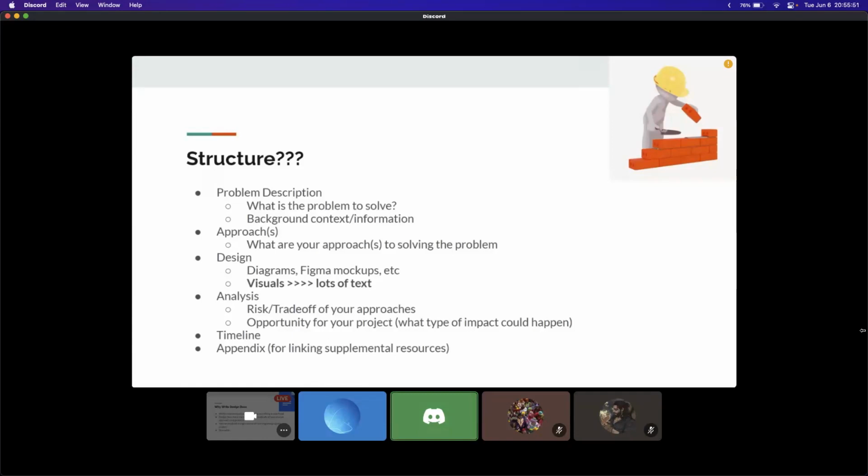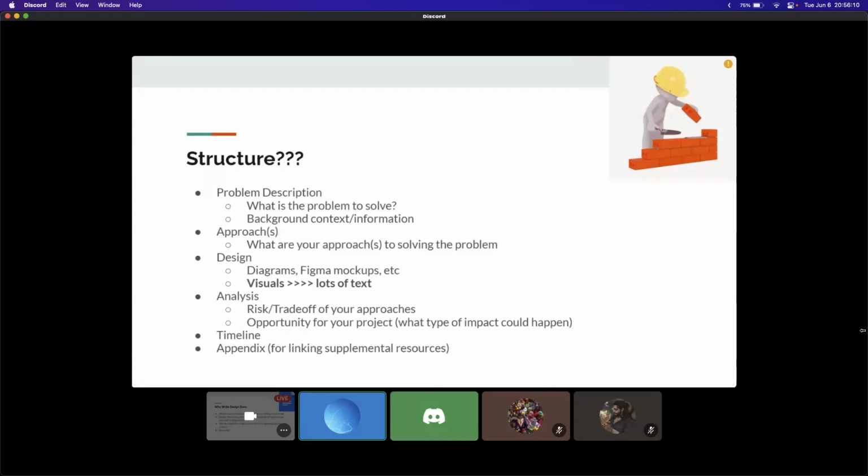An appendix is useful if people want to understand more detail related to your project or related to other projects that happened in the past or are happening. So that's the basic structure of a design doc. I know it's a mouthful, but does anybody have questions about the structure immediately?